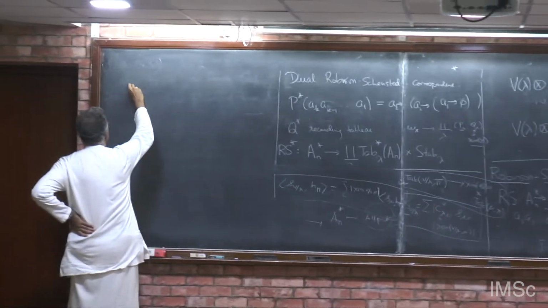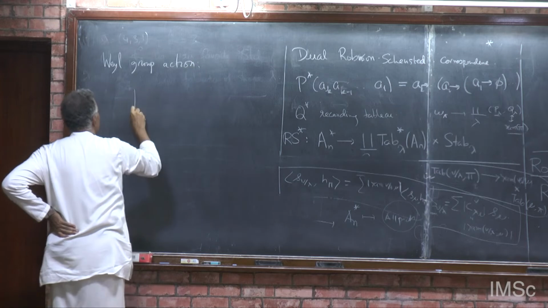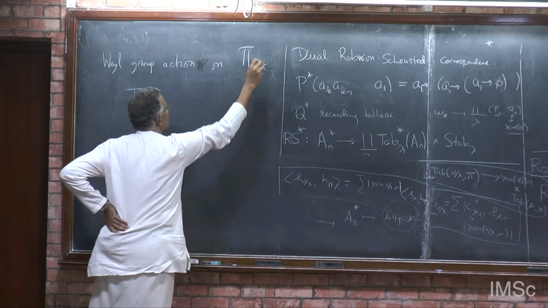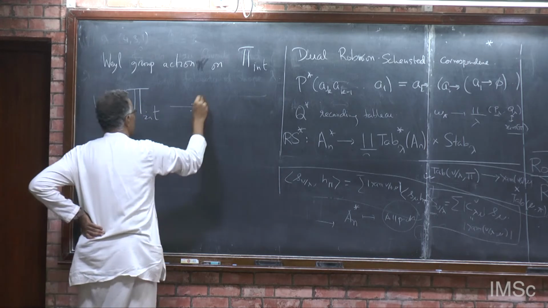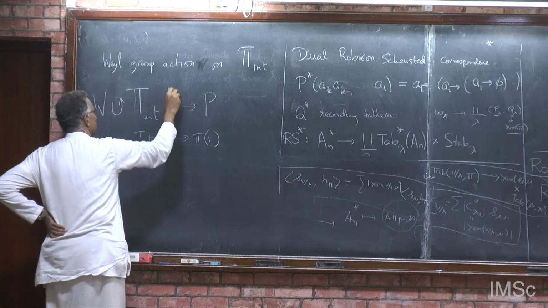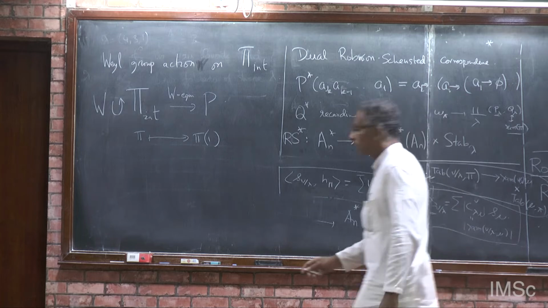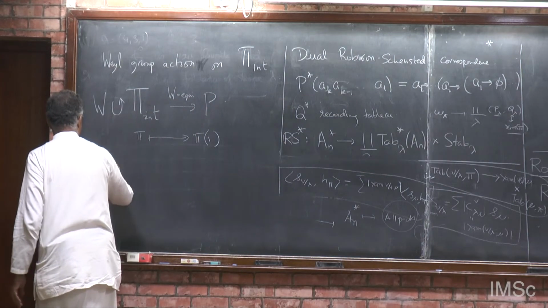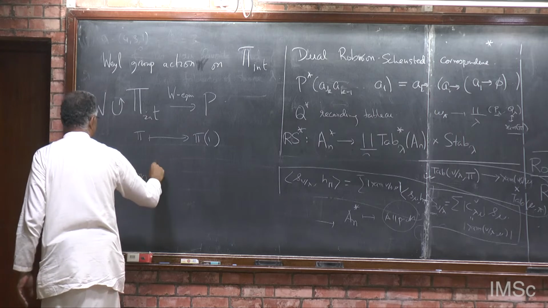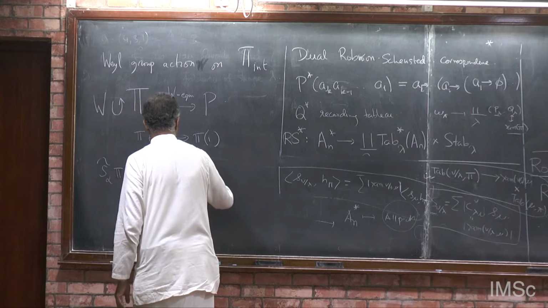So recall that we had this Weyl group action on the set pi int. So W acts on this, and there is this map which takes pi to pi 1. This is the weight lattice, and this was W equivariant, right? And so we had defined this S alpha tilde, an action, S alpha tilde pi was defined for pi in pi int.